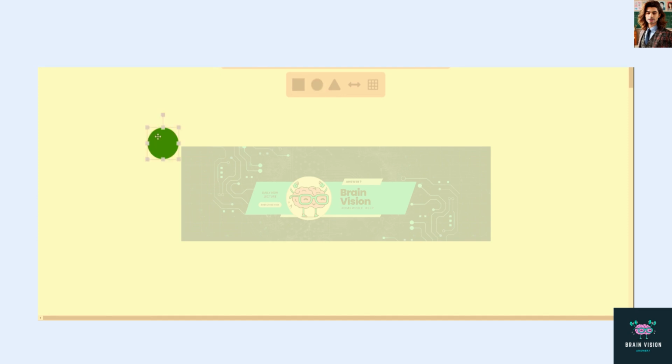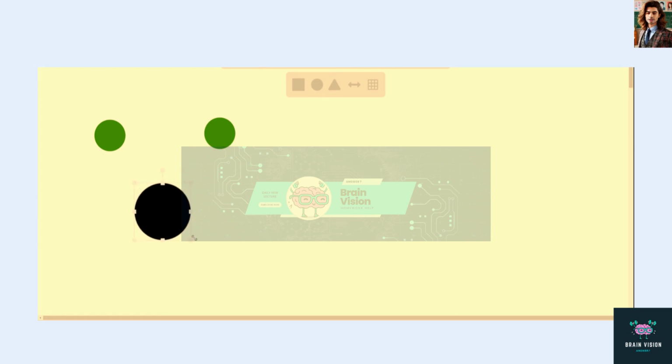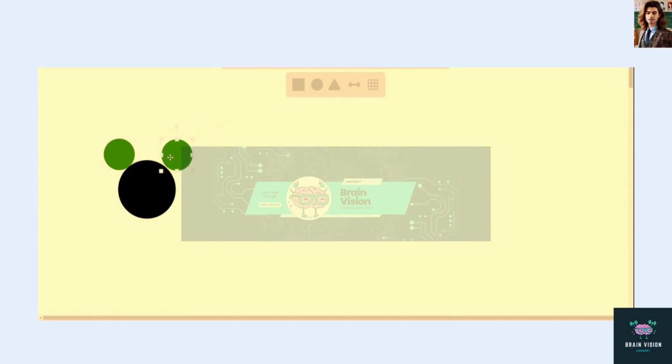Okay, so in this problem we have three gears. First of all, let's try to draw the gears in here. So we have the two gears in here and the third one in here. This one is a little bit bigger than the other two. So that's basically our system.